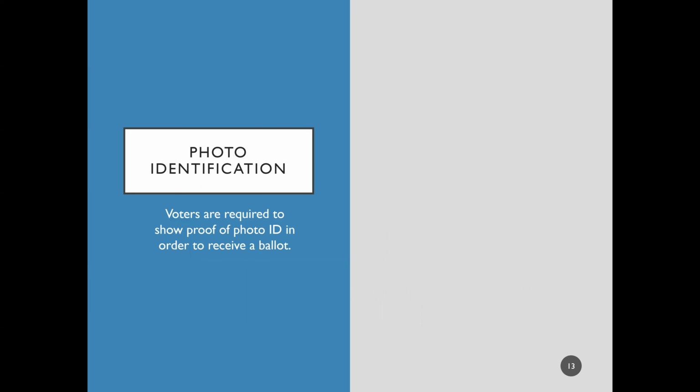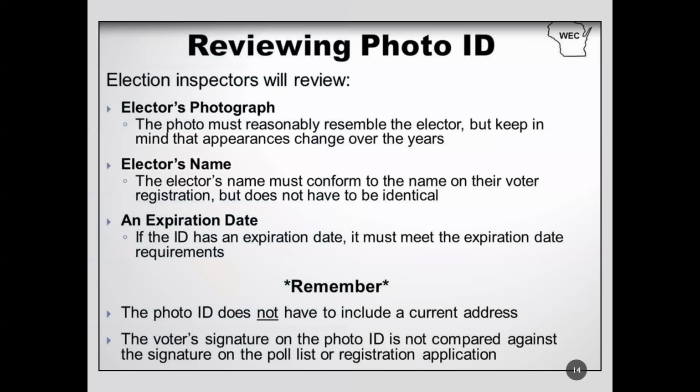Next portion of the presentation will be photo identification. Voters are required to show proof of ID in order to receive their ballot. So reviewing the photo ID, we're looking for the elector's photograph, their name, and the expiration date. Remember, the photo ID does not need to include their current address, nor do you need to check the signature on the photo ID compared to the poll list.